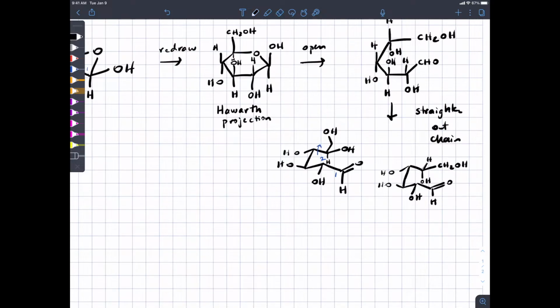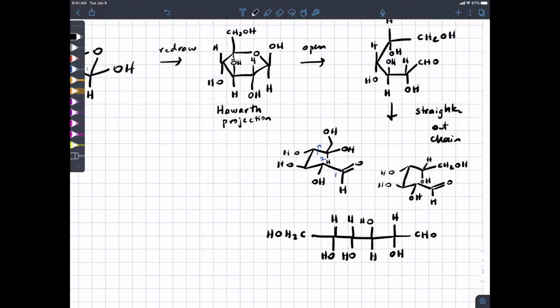We're going to put the aldehyde here, and then at the neighboring carbon, OH is down and hydrogen is up. At the neighboring carbon, OH is up, hydrogen is down. At the neighboring carbon, OH is down and hydrogen's up. And then at the carbon at the end, hydrogen's up and OH is down. And then you have the CH2OH group.